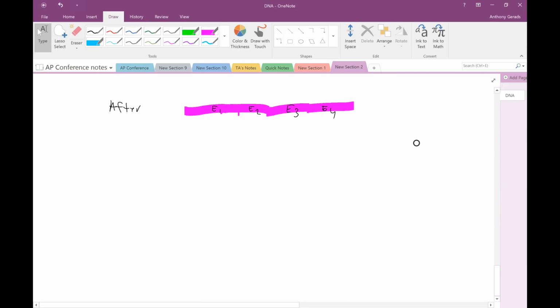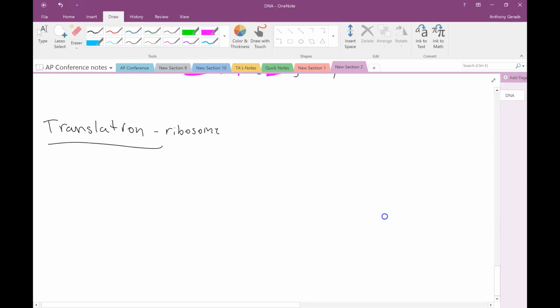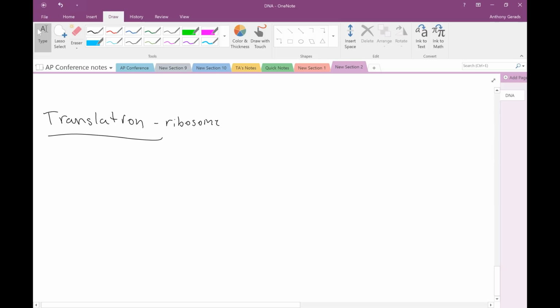So now that this has happened, I'm ready to process this. I'm ready to go to translation, and that happens at the ribosome. There are 3 parts for this. Step 1, initiation.